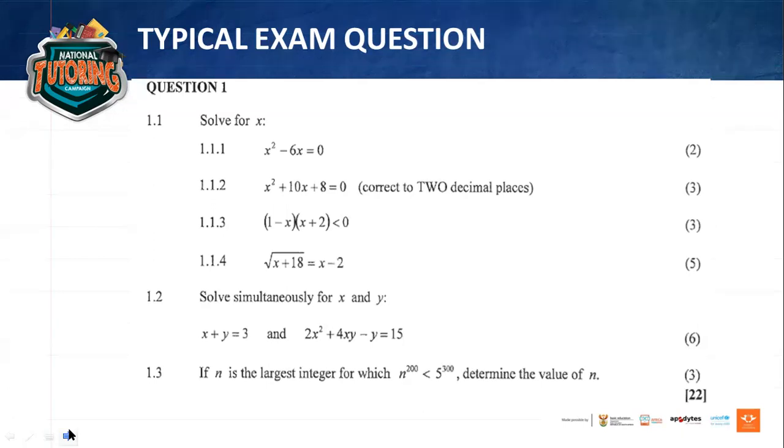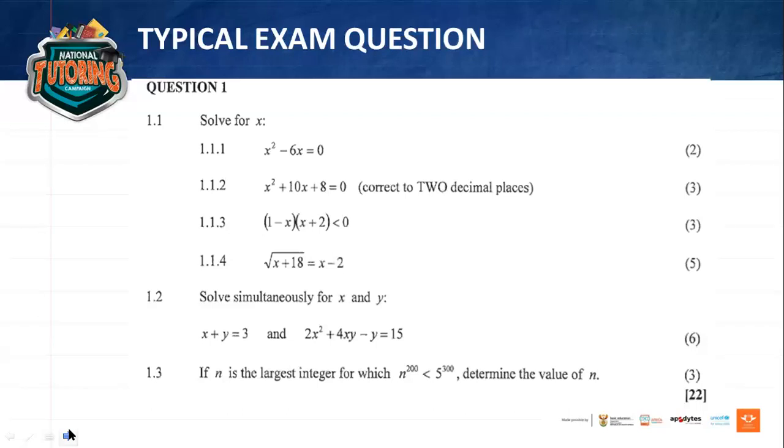The first thing you see in 1.1, they say solve for x. So we're going to solve for x by means of different methods available to us, which are those that I mentioned to you: we are going to use factorization, we are going to use the quadratic formula, and we are also going to use different techniques in solving each question. By the way, all questions are solved differently based on the nature of that question.